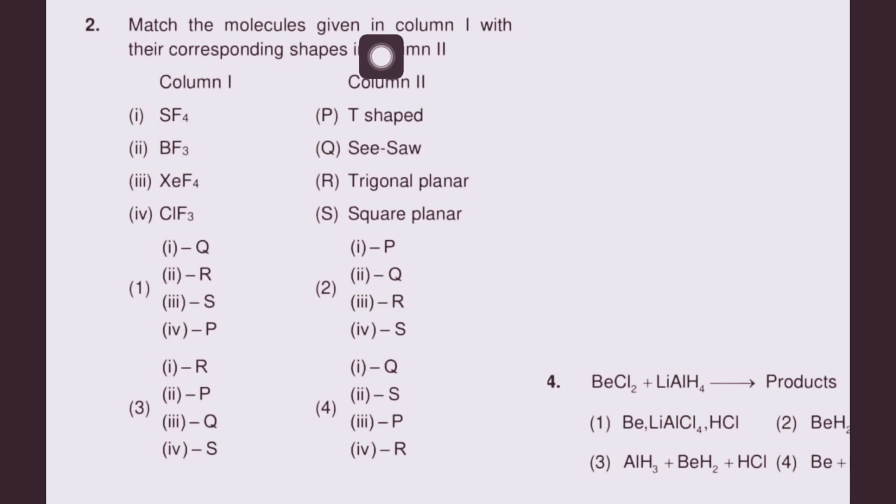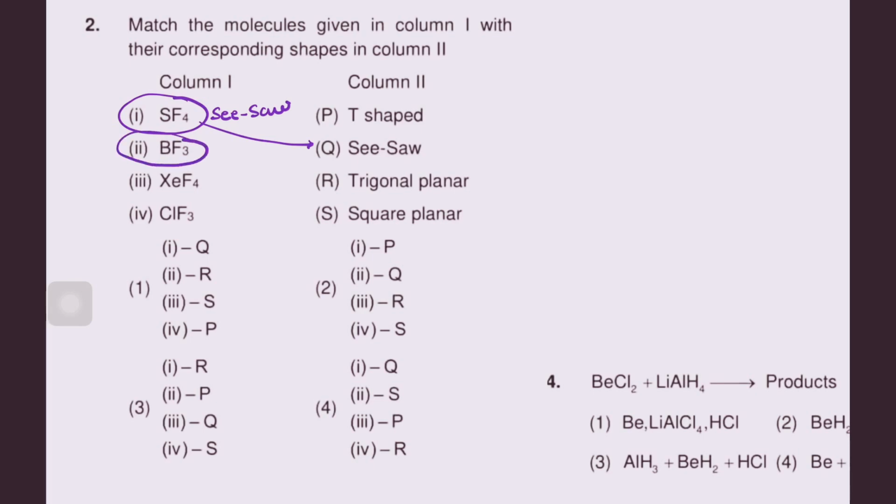Question is, match the molecules given in column 1 with their corresponding shape in column 2. Okay, so column 1 and column 2, these are the molecules and these are their shapes. These are very common molecules. First, SF4, we know is see-saw. SF4 is see-saw, so it will be matching with Q.